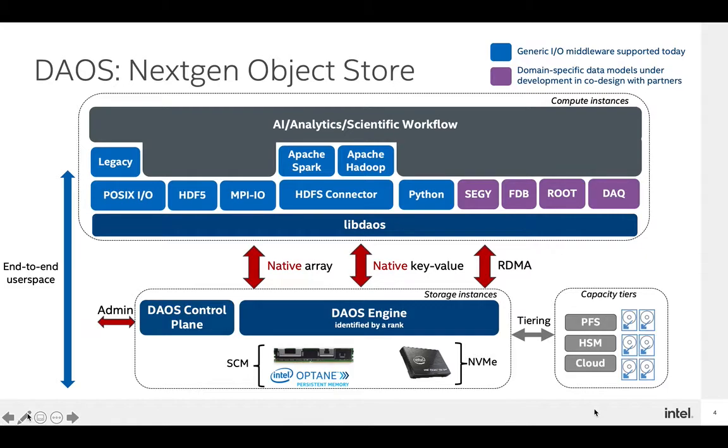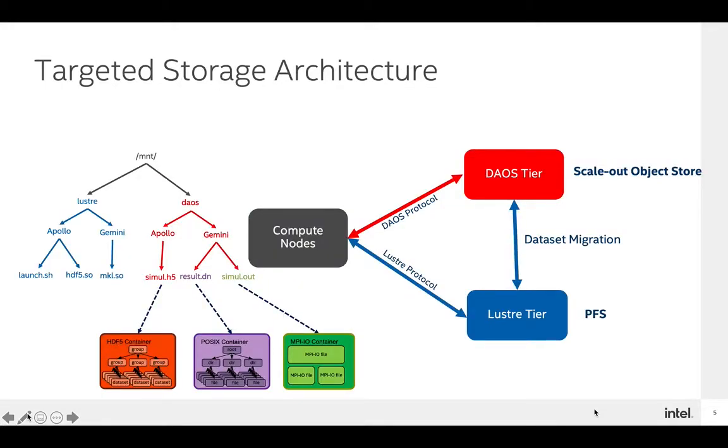And the dataset is the new unit of management. You won't necessarily manage tiny files in this dataset. You will manage the whole dataset as a whole, right? So that's important to understand for the next slide. So this is really the targeted storage architecture that we are shooting for. So you have compute nodes with a Lustre tier that can be directly accessed by the compute nodes through the Lustre protocol. And you have this new DAOS tier that was added that is accessed through the DAOS protocol.